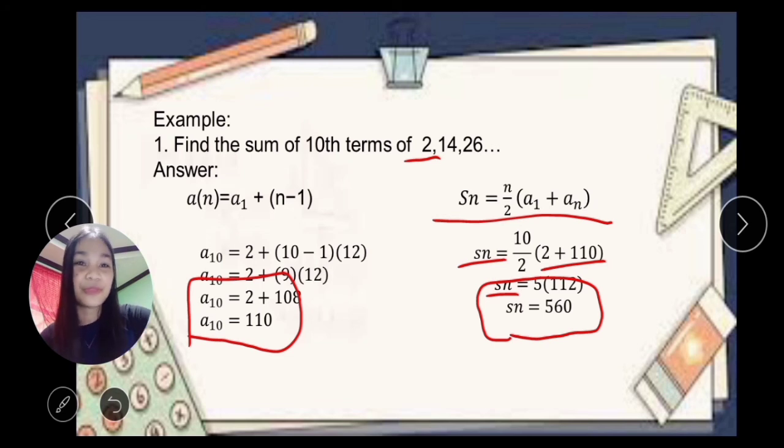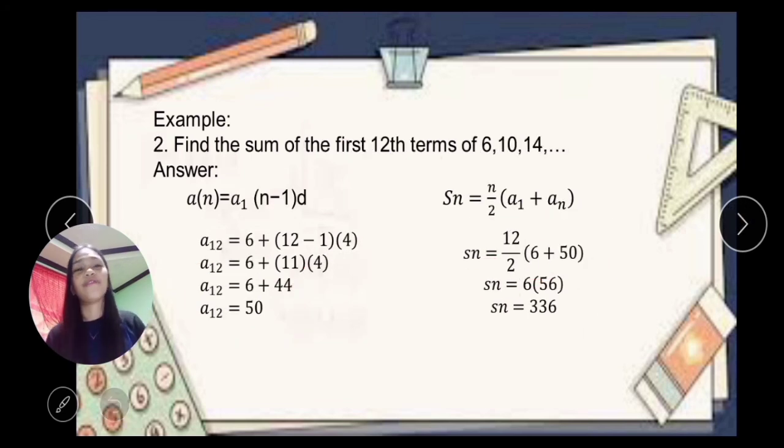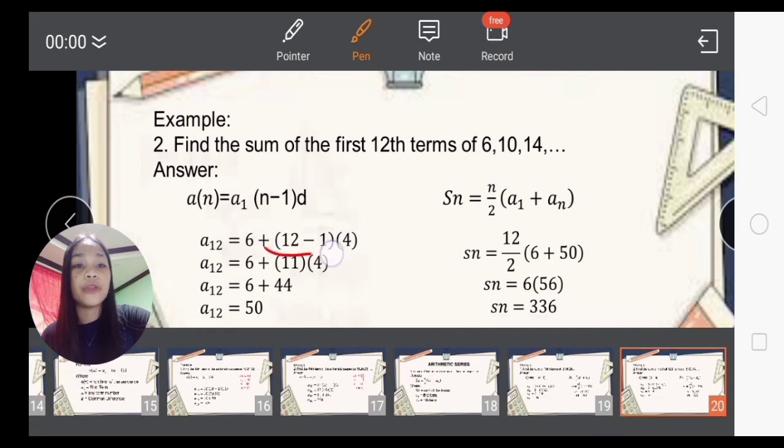Oh, another example para may malalaman pa. Find the sum of the first 12 terms of 6, 10, 14. So, all we need to do is to find our An, our first term, our n, and our common difference. Then, our An is the 12th term. Our A1, first term is 6, plus our n, 12, which is our nth term, minus 1. And then, our common difference is 4, because 6 plus 4 equals 10.